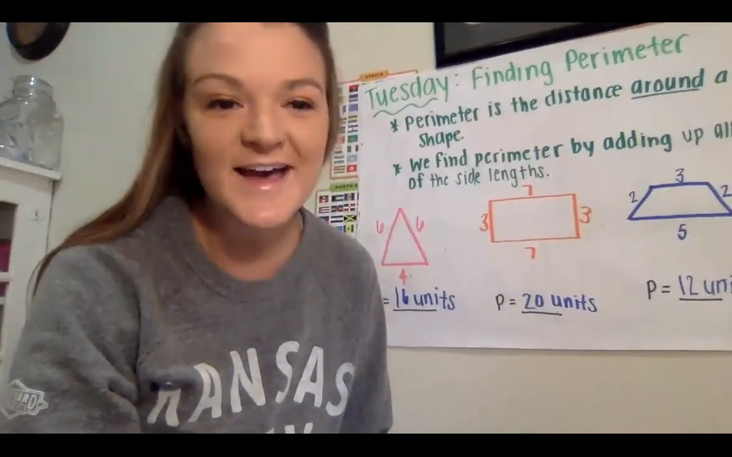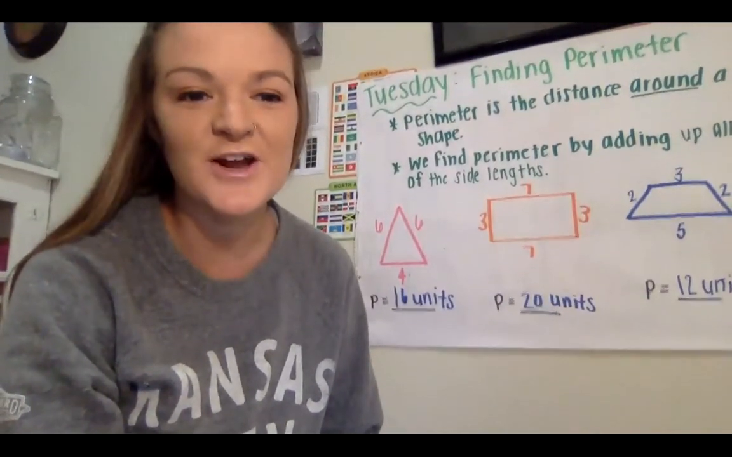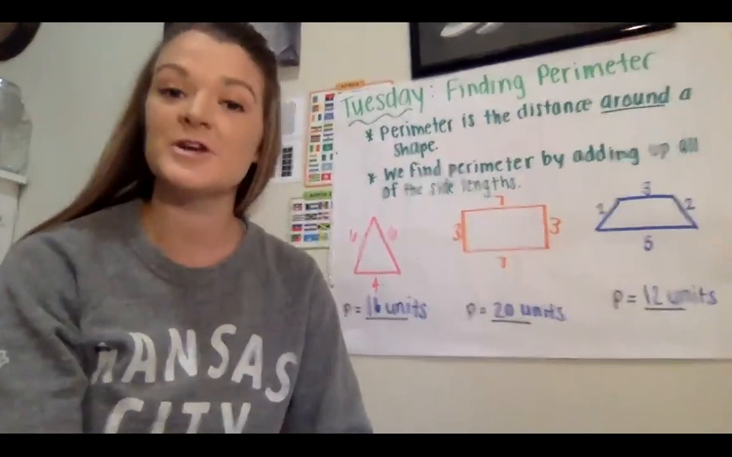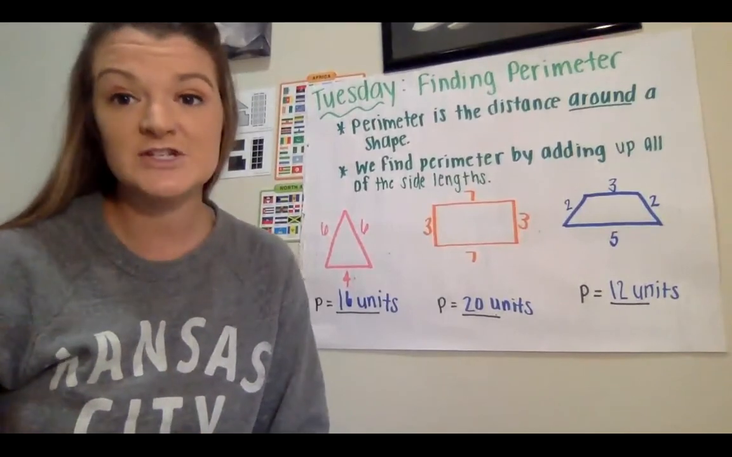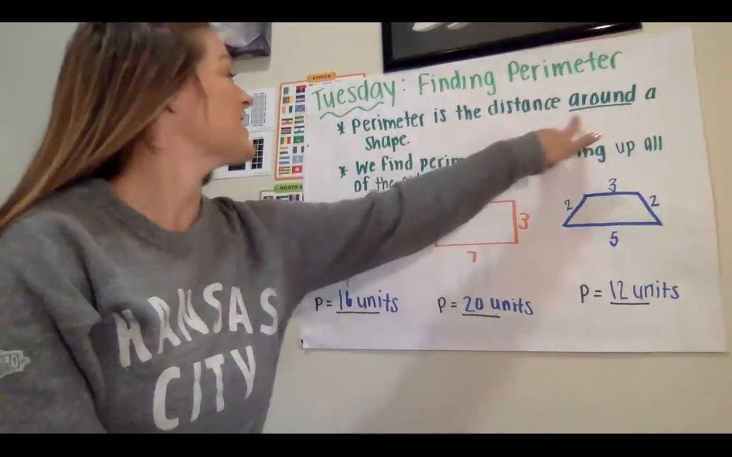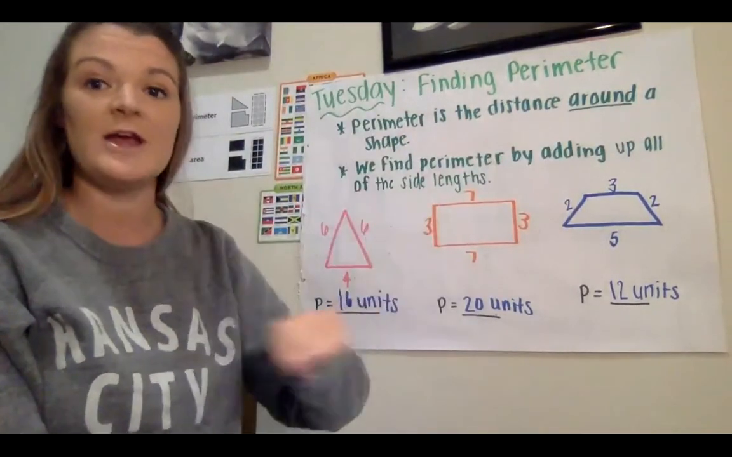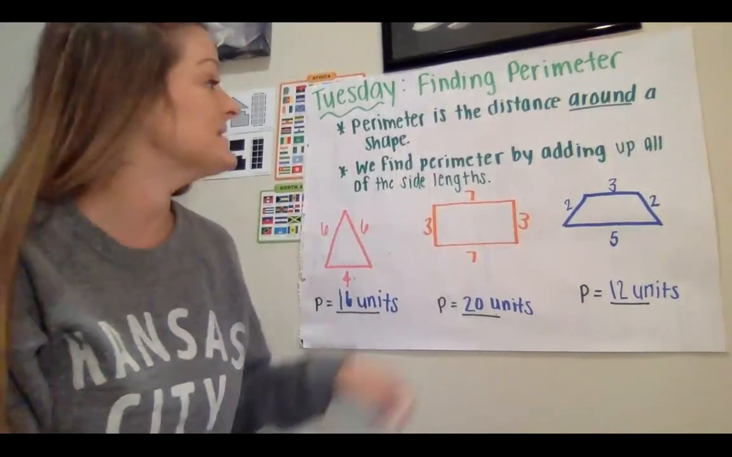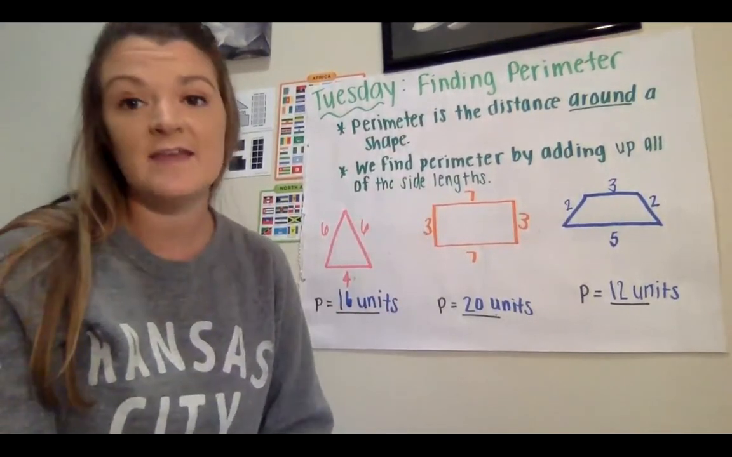So hopefully that was a fun little video for us to watch and review everything we've learned about perimeter today. The most important thing for us to remember about perimeter: perimeter is the distance around a shape, measuring around its sides. And the way that we find perimeter is by adding up all of the side lengths.